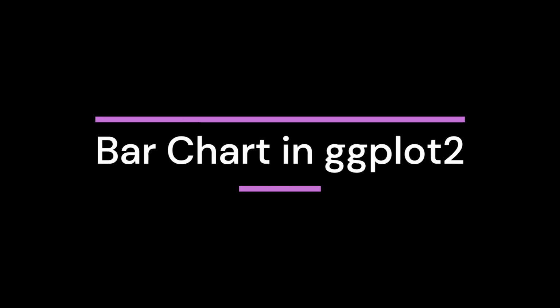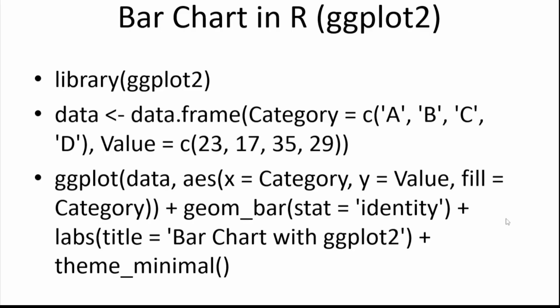Bar chart in ggplot2. Now, let's move to a bar chart using ggplot2. We start by loading the library using library(ggplot2). Next, we define a small dataset inside a data.frame. This is how ggplot2 expects data. Inside the ggplot function, we map category to the x-axis, value to the y-axis, and fill for color.